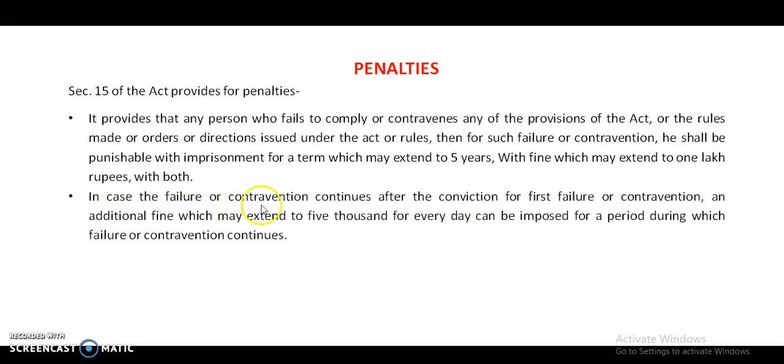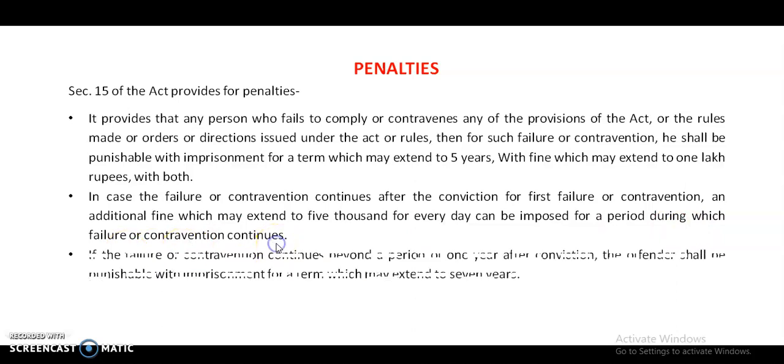In case the failure or contravention continues after the conviction for the first failure or contravention, an additional fine which may extend to 5,000 rupees for every day can be imposed for the period during which the failure or contravention continues. If the failure or contravention continues beyond the period of 1 year after conviction, the offender shall be punishable with imprisonment for a term which may extend to 7 years.